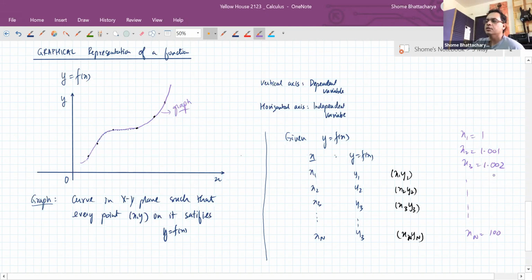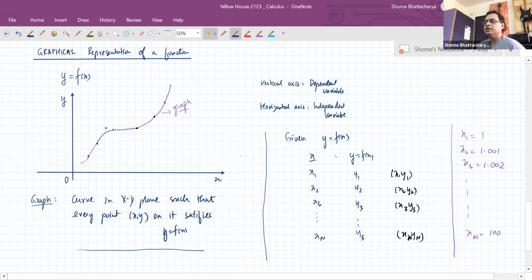It might take a bit of time, but it can calculate the value of y for each of these 10 raised to 5 points and then plot them on the computer screen, and that will give you a more accurate picture of what the graph looks like. So that is as far as programming goes, but that is not of concern for us right now, because we are not doing a course in programming. We are doing a course in simple basic calculus here. So in basic calculus, this is the definition of the graph of a function.